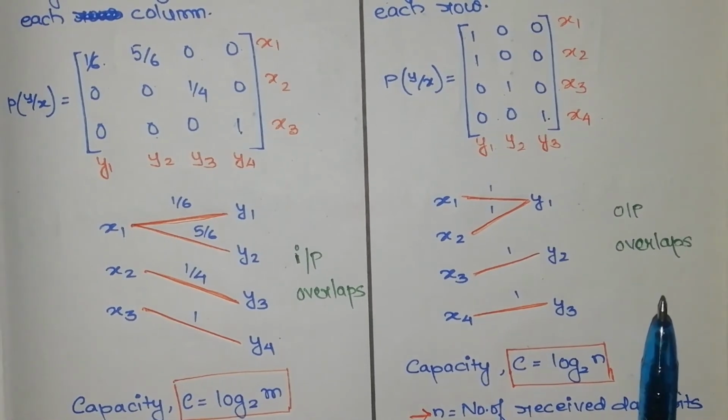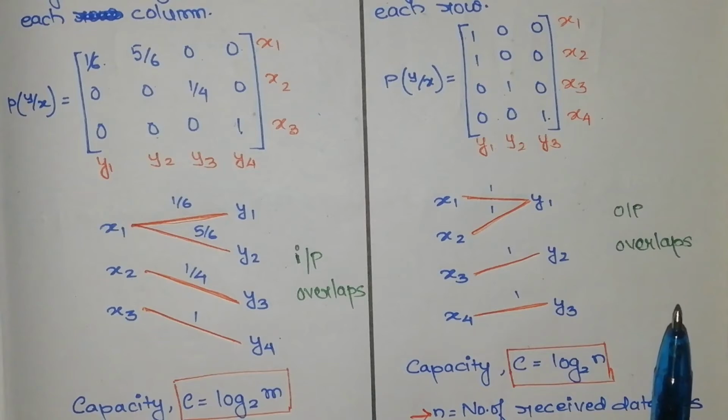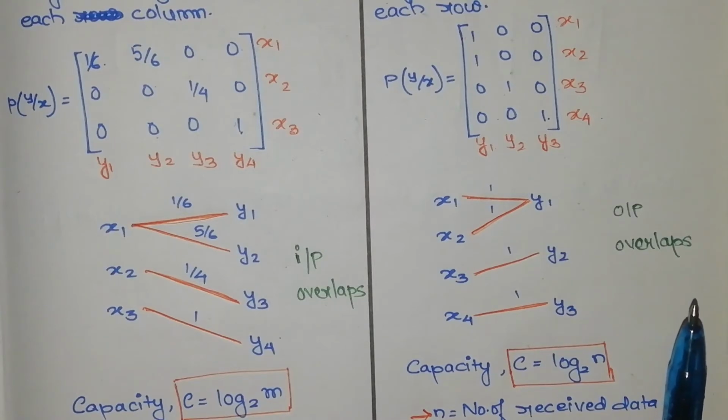So you can make a comparative study of the two channels, the lossless and the deterministic. For the lossless there will be a non-zero element in each column, but for deterministic channel there will be a non-zero value in each row, and for lossless channel there will be input overlapping, and for deterministic channel there will be output overlapping.